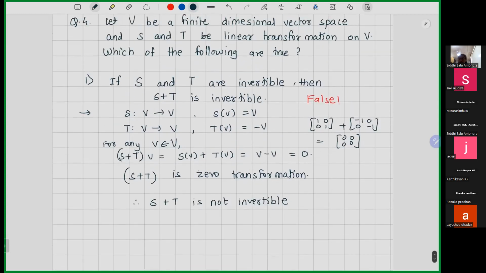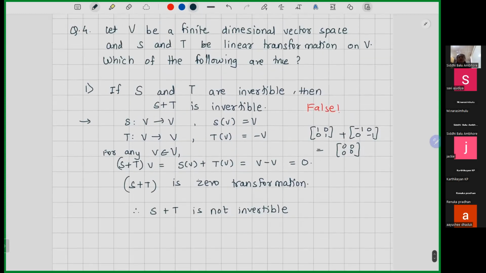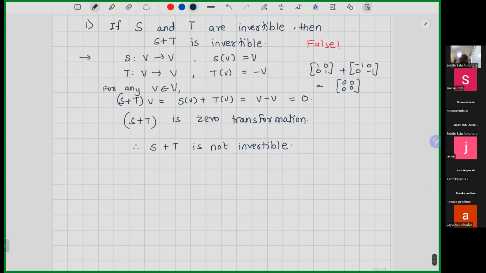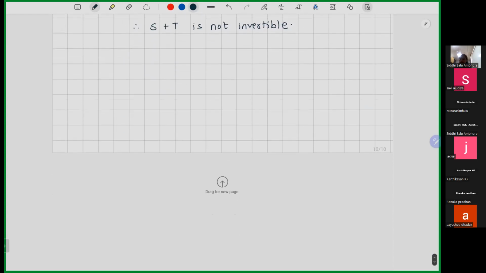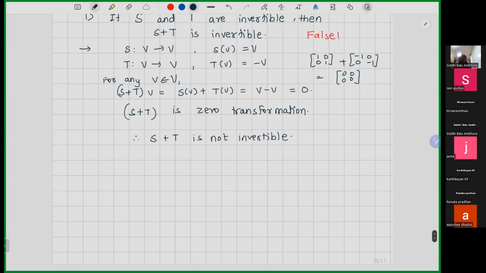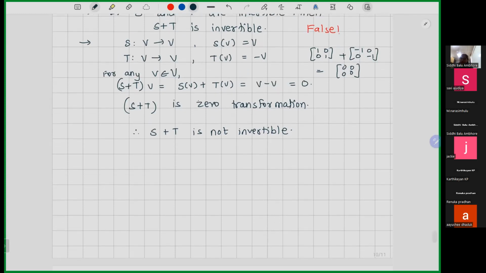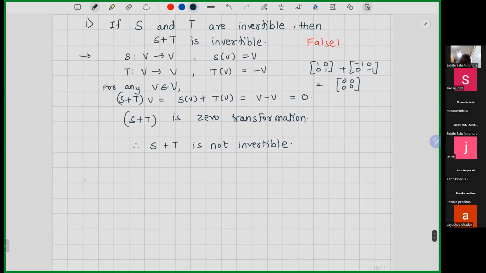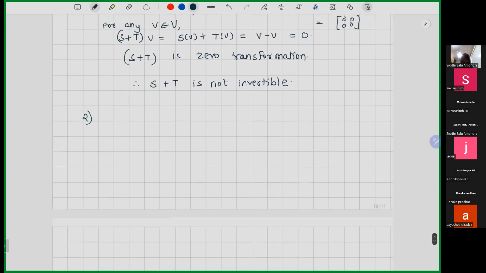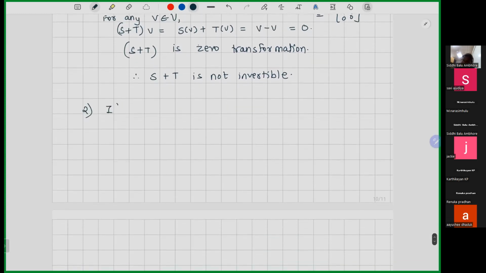And also, if you can't see why this is not invertible, there is another way of understanding this: if a given transformation is invertible, then it has to be injective. And the 0 transformation is not injective. That's why it is not invertible. So let us go to the second. If you have any doubt, please ask. Otherwise, I will move to the next question.